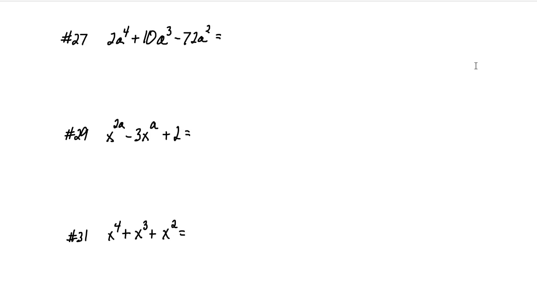Number 27. All of the terms divide by 2, and there are enough a's in all of the terms to divide them by a squared. The greatest common factor is 2a squared. 2a squared times a squared is 2a to the 4th. 2a squared times positive 5a is the 10a cubed. And 2a squared times negative 36 is the negative 72a squared. This is not a perfect square trinomial, so let's try FOIL.